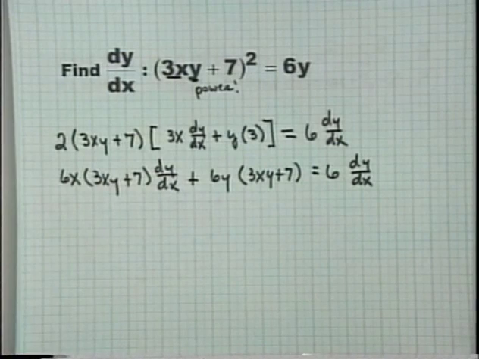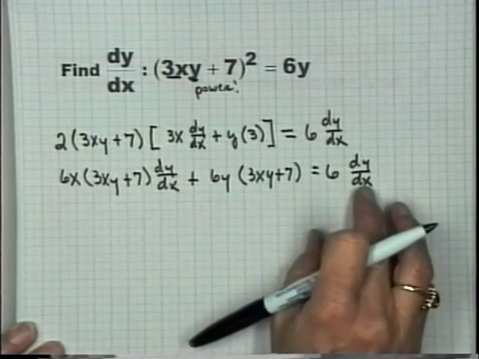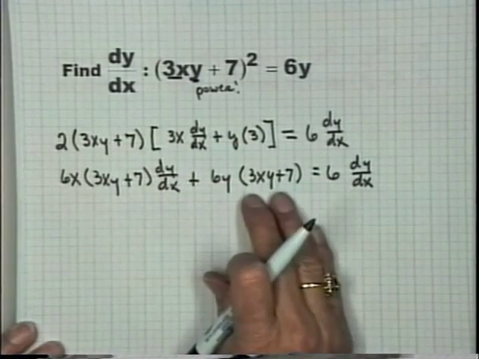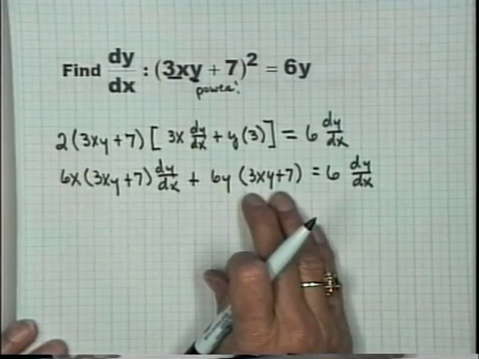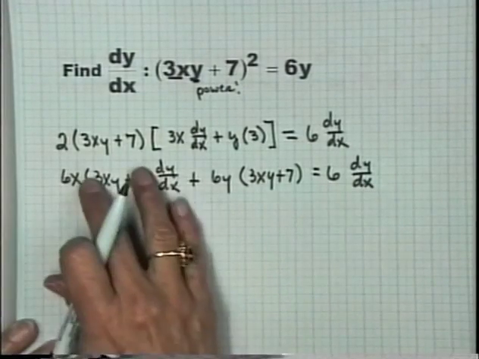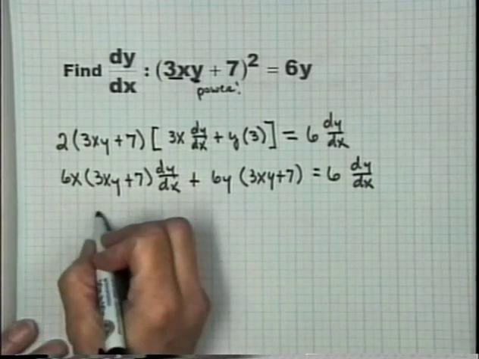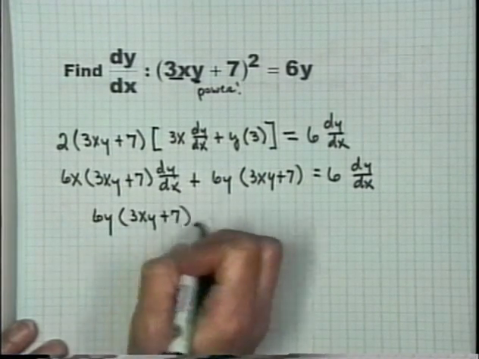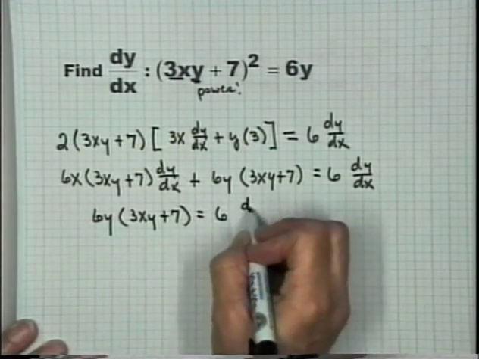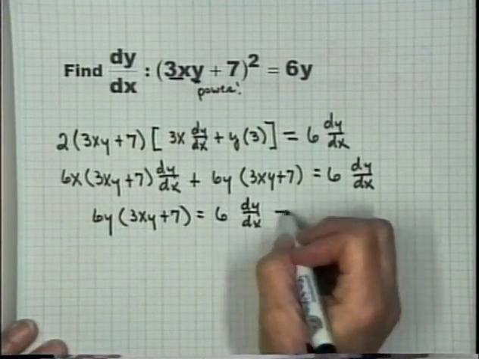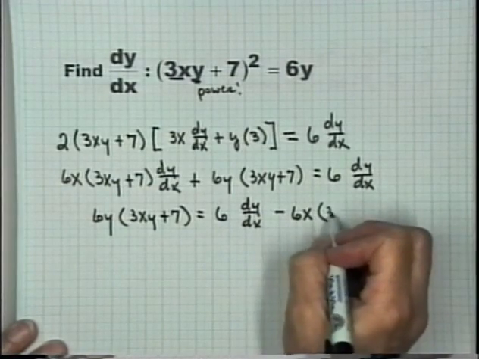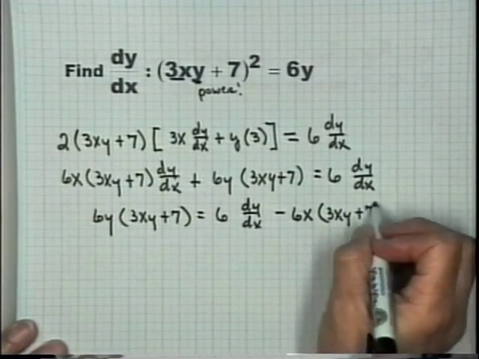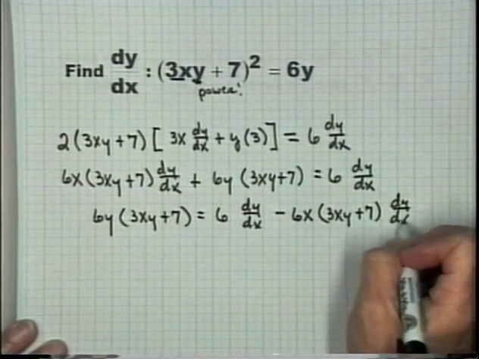Okay? Let you look that over, make sure you see where everything came from. Now, I've got dy/dx here and dy/dx here, and this does not have a dy/dx. So I think this time, since this has dy/dx, I'm going to subtract this one, bring it over here with that one, and leave this 6y times (3xy plus 7) over here by itself. 6 dy/dx, subtract 6x times (3xy plus 7) times dy/dx.